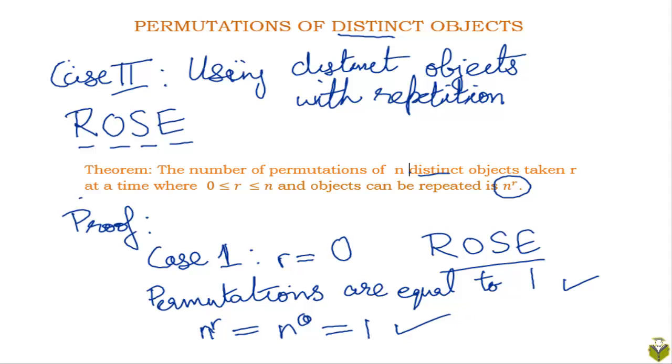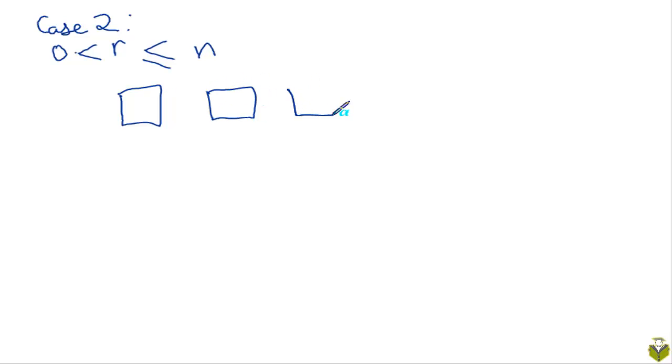But we'll look at the other case, which is the more interesting case as before, which I'll call case 2. R is greater than 0 and less than or equal to n, and again we have to draw the boxes as before. I'll draw R boxes corresponding to R objects taken, like n objects taken R at a time, right? So we just need R boxes. So I'll just call them box 1, box 2, box 3, and box R as before.